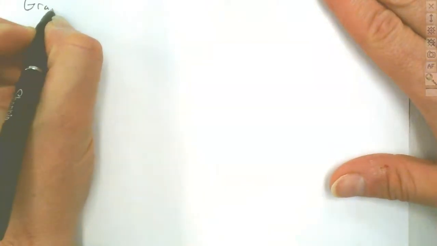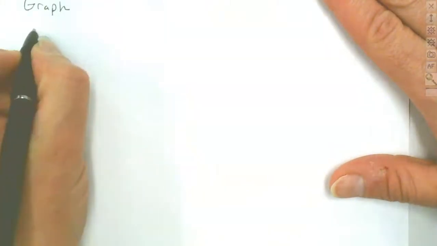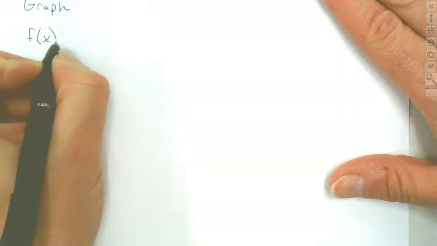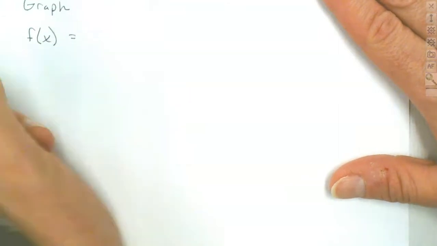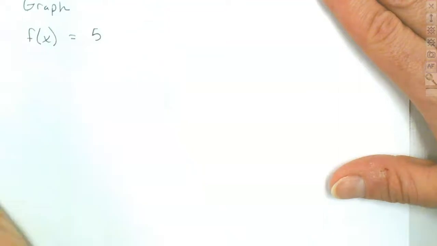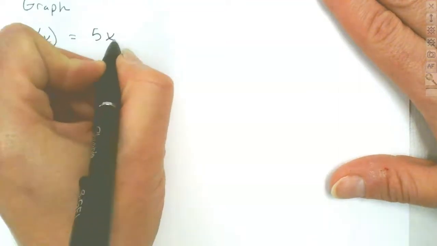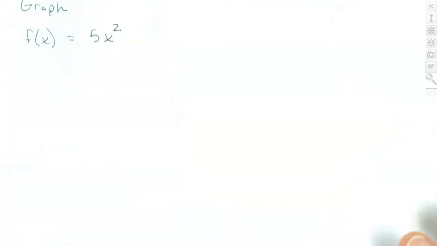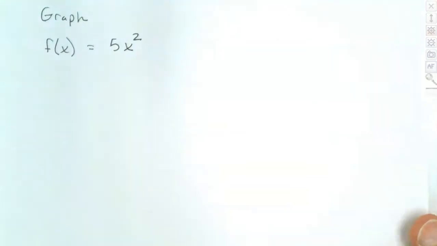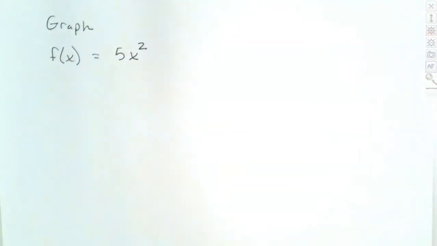And what we're going to do here is we're going to try and graph this. So let's try and graph f of x equals 5x squared. So this is what we're going to be looking at. Now, this is not a line anymore. And when we go to graph this, it's not going to be a line. It's going to be a curve.